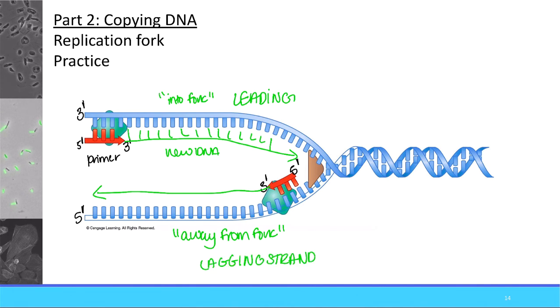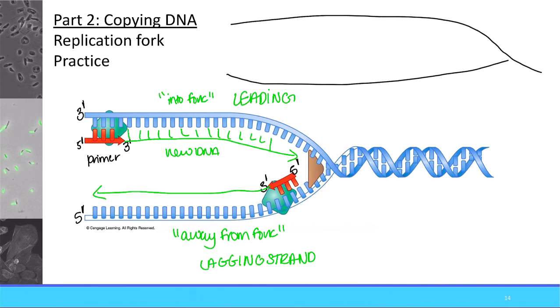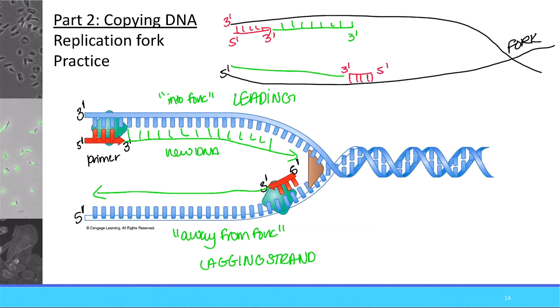And if you don't believe me, what happens if we open this DNA up even more? We're going to draw kind of an awkwardly shaped fork here. So here's our fork. Let's make sure we match our colors. Here was our original 5' to 3' primer, we had DNA that we added, and then on the bottom we had an RNA primer going 5' to 3', and we added DNA.